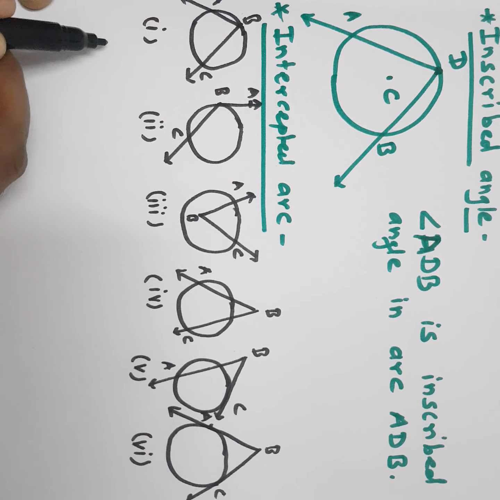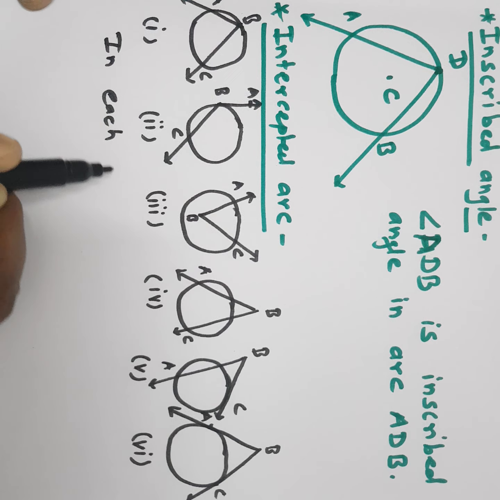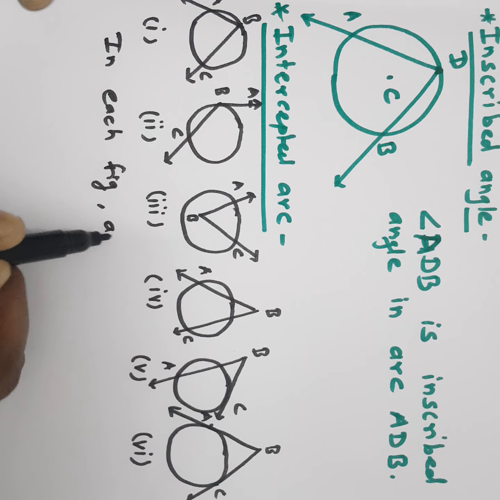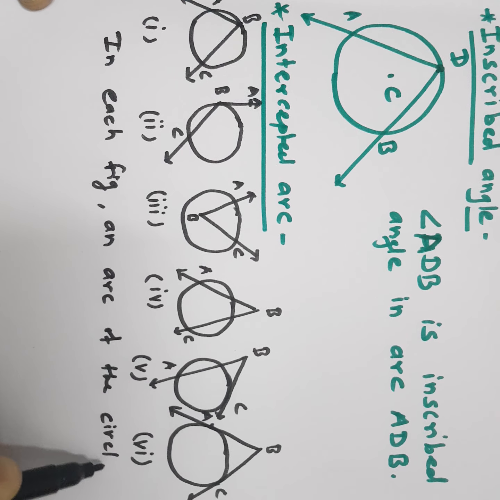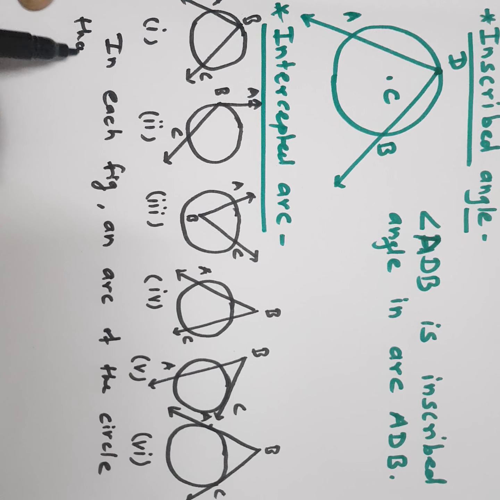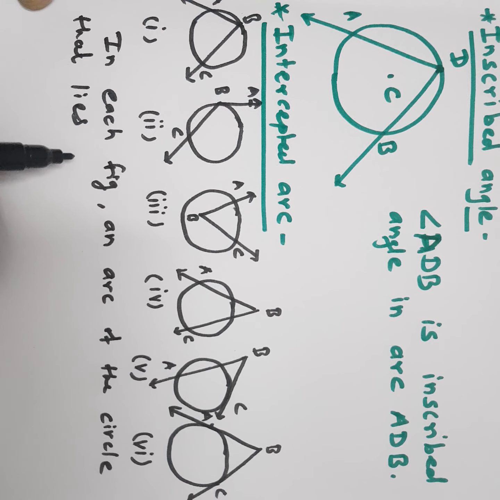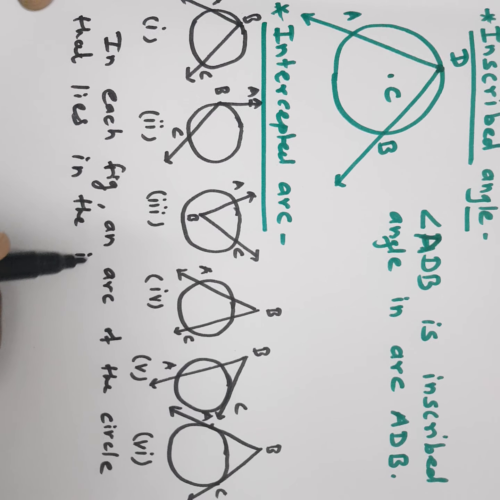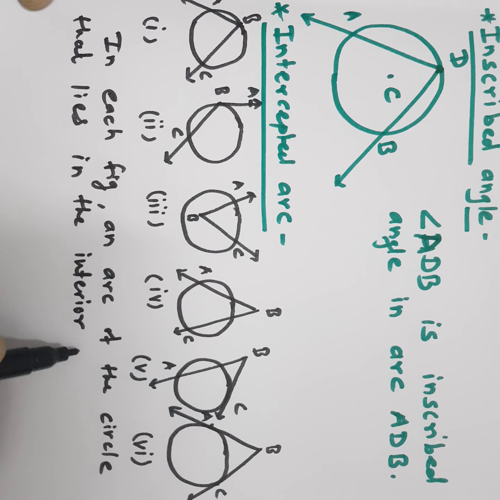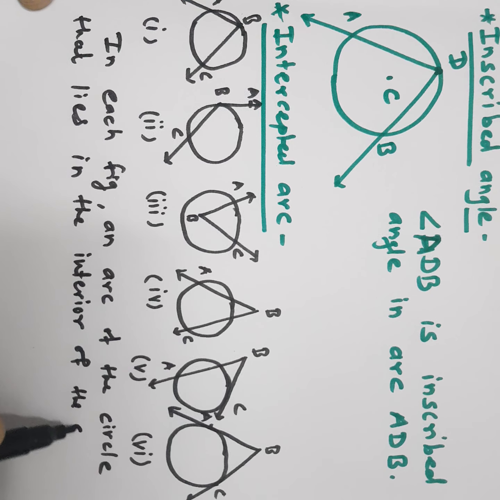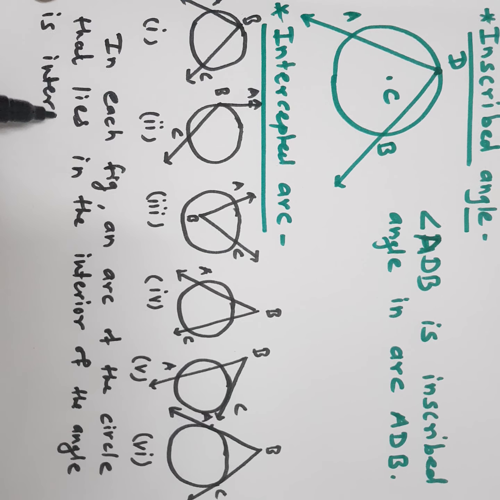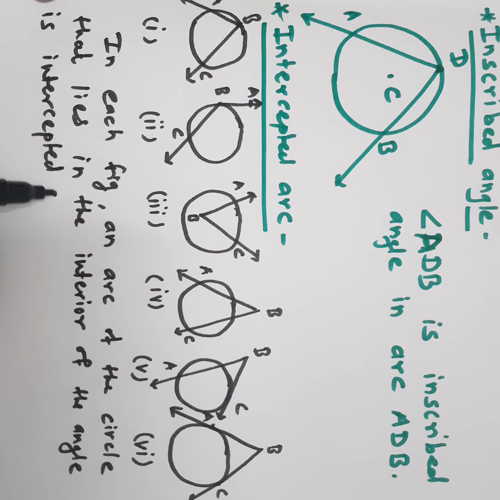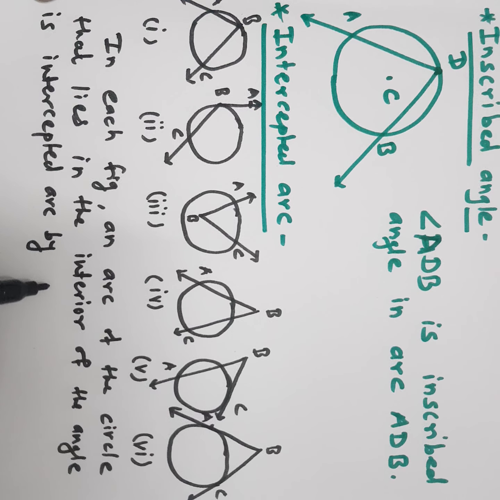This means in each figure, an arc of the circle that lies in the interior of the angle is the intercepted arc by the angle ABC.